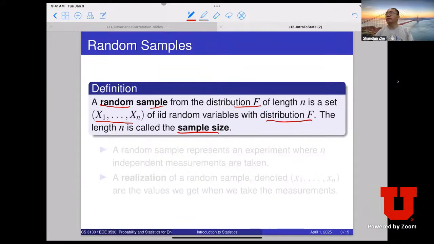Questions? Any question regarding the definition? Okay, great.